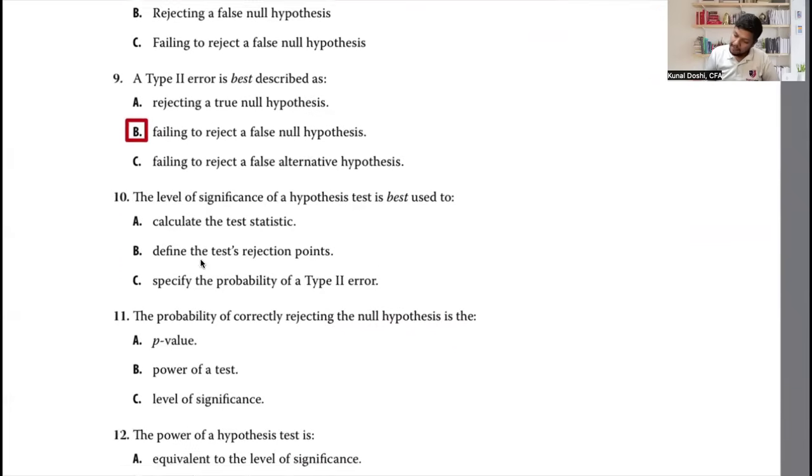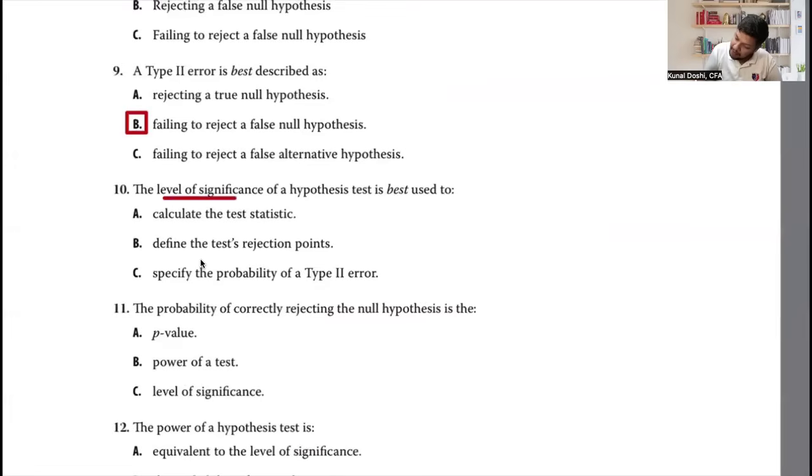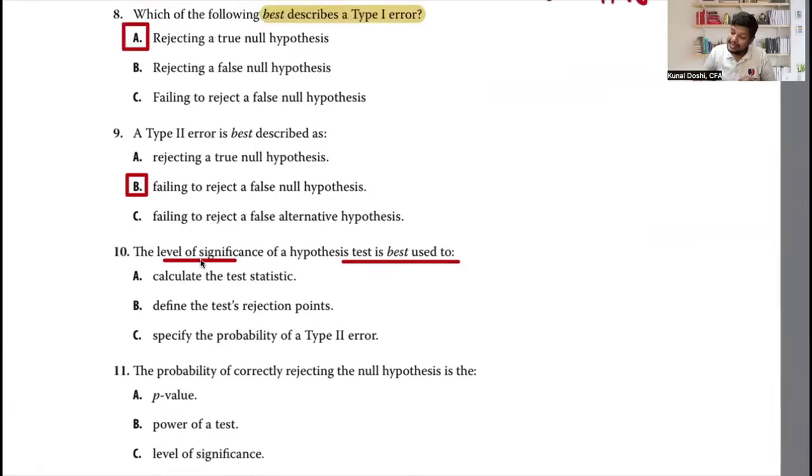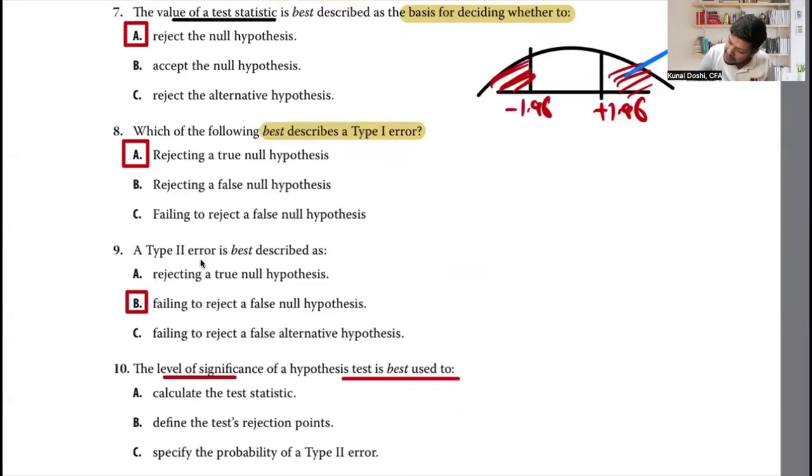Understood? The level of significance of hypothesis is best used to... Why do we use the level of significance? This is the level of significance, alpha. This gives you the critical value. Based on this critical value, you will decide and compare that with the test statistic. So these critical values are called the rejection points. Basically, if your test statistic is below or above this critical value, then you reject the null.